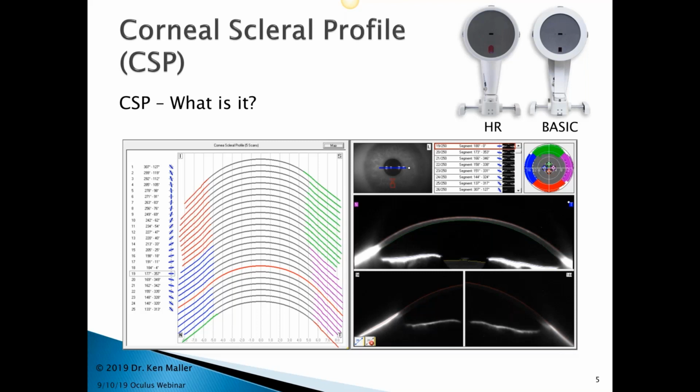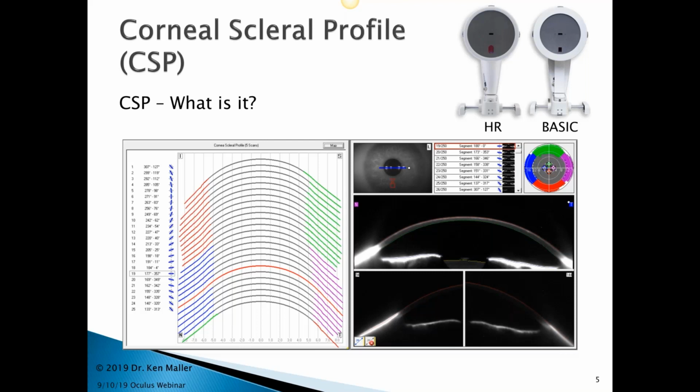The basic unit is in fact the one that I have, and it is more than adequate for scleral lens fitting. The HR unit is a high resolution unit, and although I have not personally used that, the docs who have used it with the CSP software have told me that, because of the high resolution and all of the additional information that it's capturing, the CSP software does run quite a bit slower on the HR. So if you're thinking about purchasing a unit, understand that the basic unit is absolutely adequate for running the CSP for scleral lens fitting.